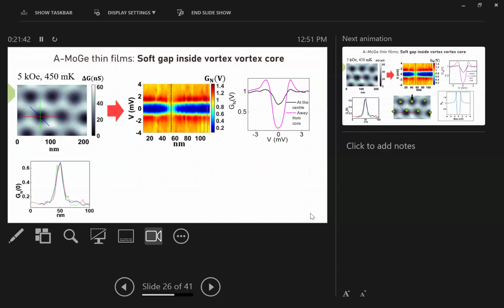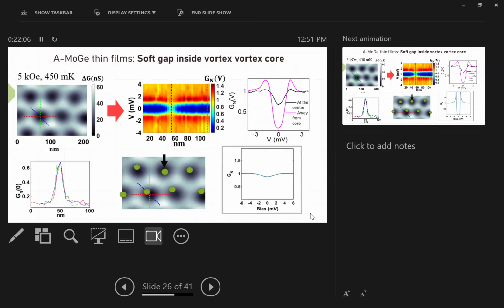However, when we took a molybdenum germanium film and did this measurement, what we saw is that at the center of the vortex core, I can see a soft gap and I can also see a coherence peak, this black one here. This is far away from the vortex core, the purple one. This is not easy to explain.